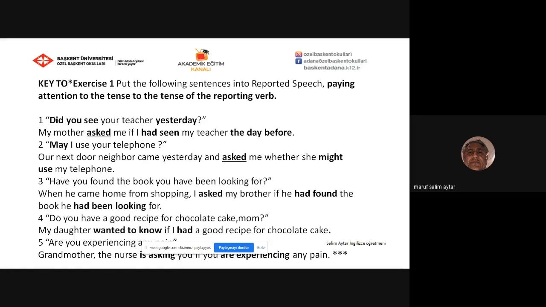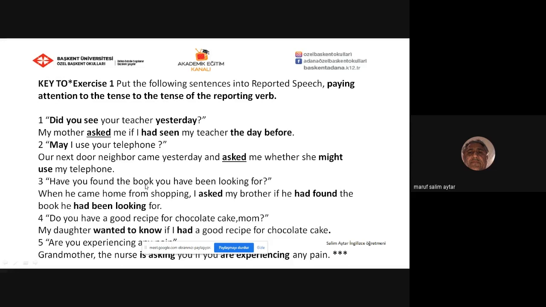Have a look at the answers right now, people. Did you see your teacher yesterday? My mother asked me if I had seen my teacher the day before. May I use your telephone? Our next door neighbor came yesterday and asked me whether she might use my telephone.